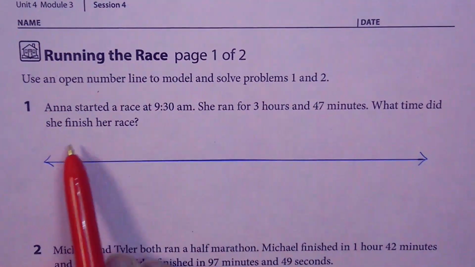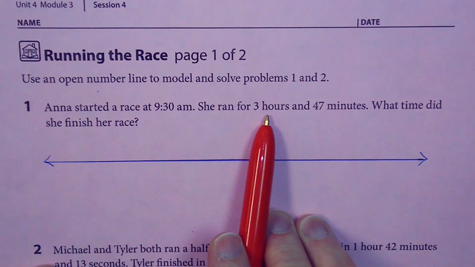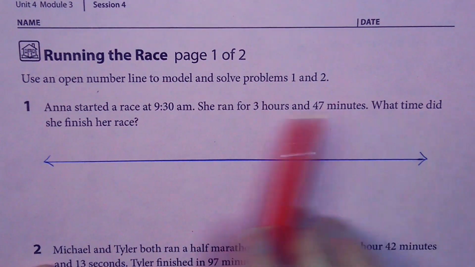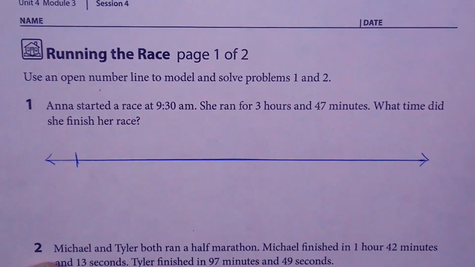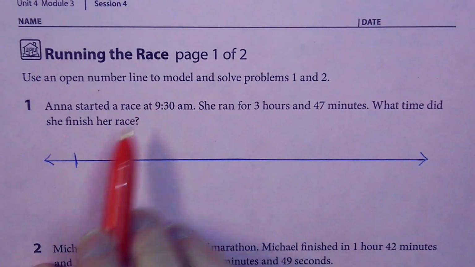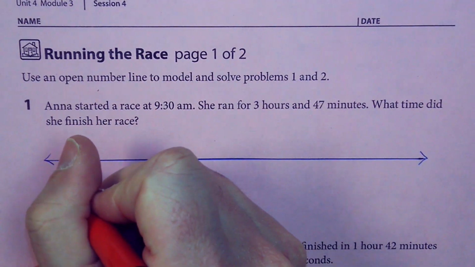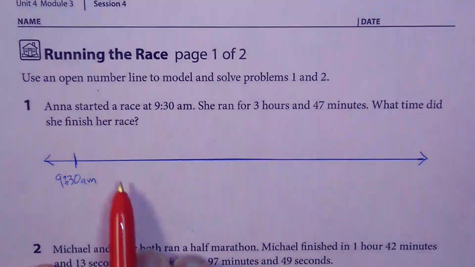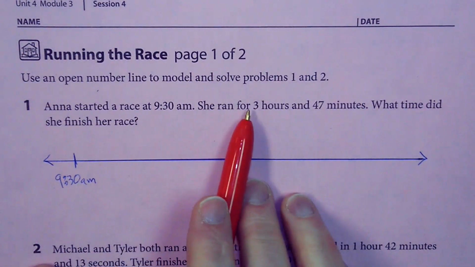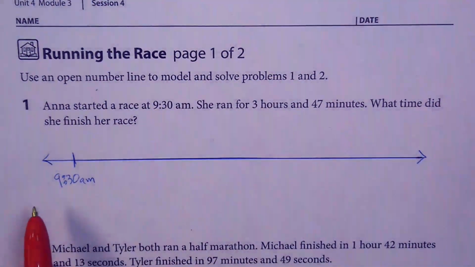Ta-da! It says Anna started a race at 9:30. She ran for 3 hours and 47 minutes. What time did she finish her race? Well, she started the race at 9:30. So I think we should put a mark on our number line labeled 9:30. I am going to put AM. And then we need to get 3 hours and 47 minutes in the future.